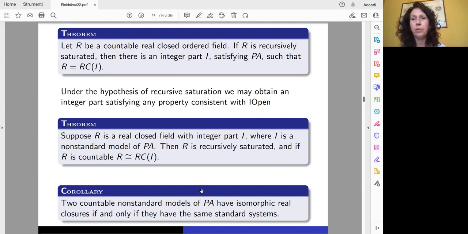So the basic theory is IOpen, but we know that IOpen is very pathological, so many properties are consistent. So we can have, for example, an integer part where exponentiation is total, and also an integer part where exponentiation is not total.